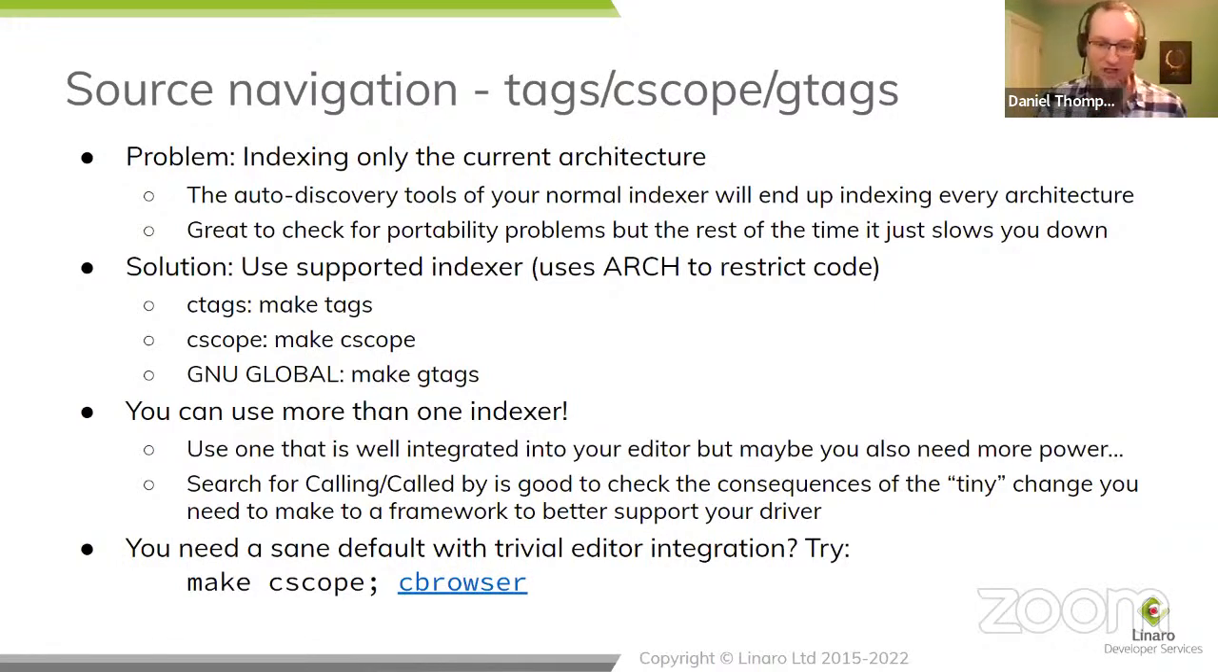If you don't really know what I'm talking about, that source navigation hasn't been a thing for you up to this point, you've just used a text editor and it's been good enough for you, then a sane default to play with might be make cscope in your normal kernel build environment, followed by running cbrowser. Cbrowser is a TCL TK based tool, which does give you an idea of how old it is. That is quite a comfortable front end to cscope.